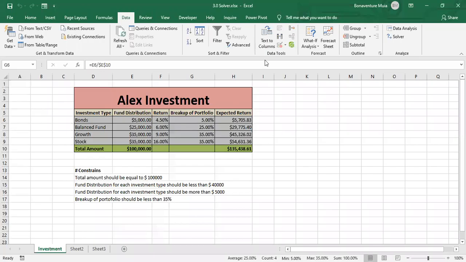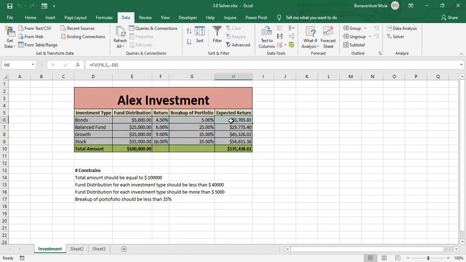We said we're going to talk about the solver, and this is the table that we're going to use. I had explained earlier about this table, but let me try it. So we said we have different investment types for Alex: the bonds, the balance fund, growth, and stocks. And this is the fund distribution. We got the rate of return, the breakout of the portfolio, and the expected return.